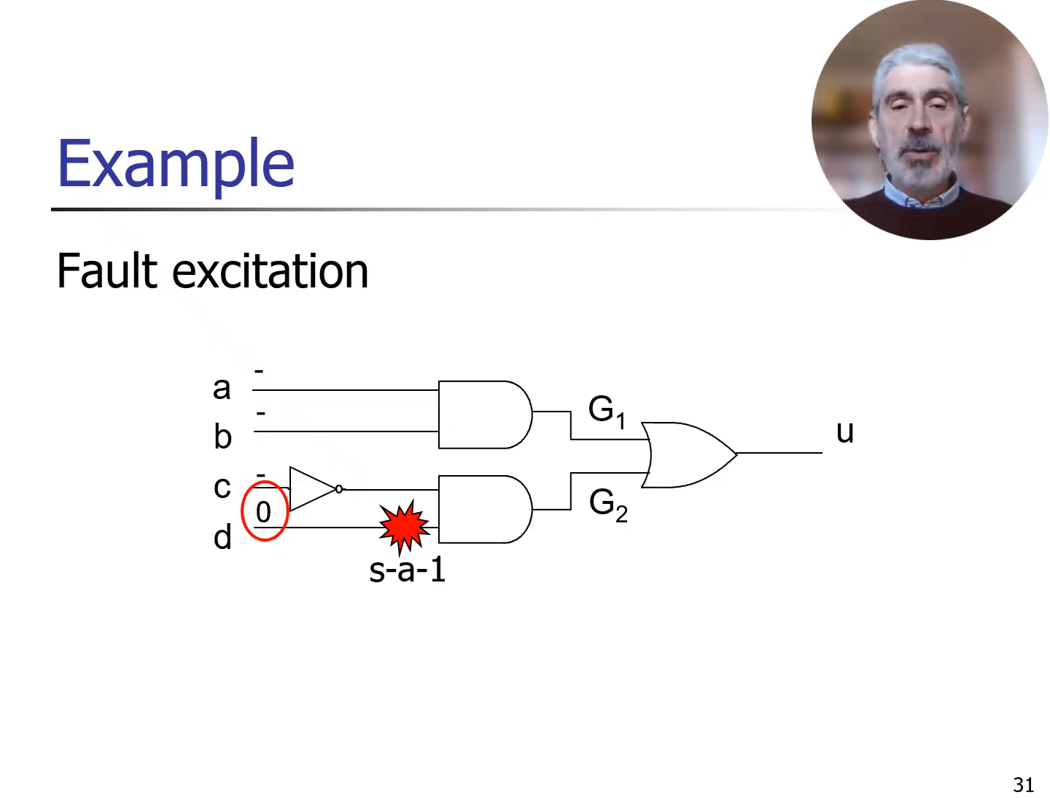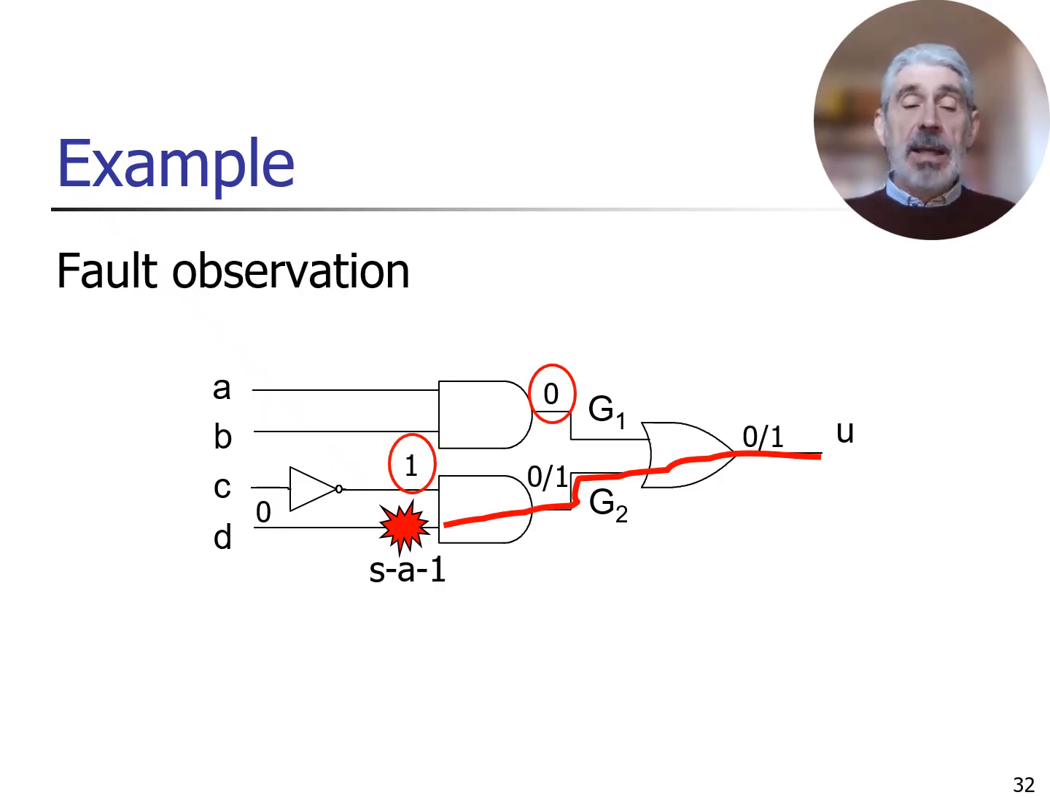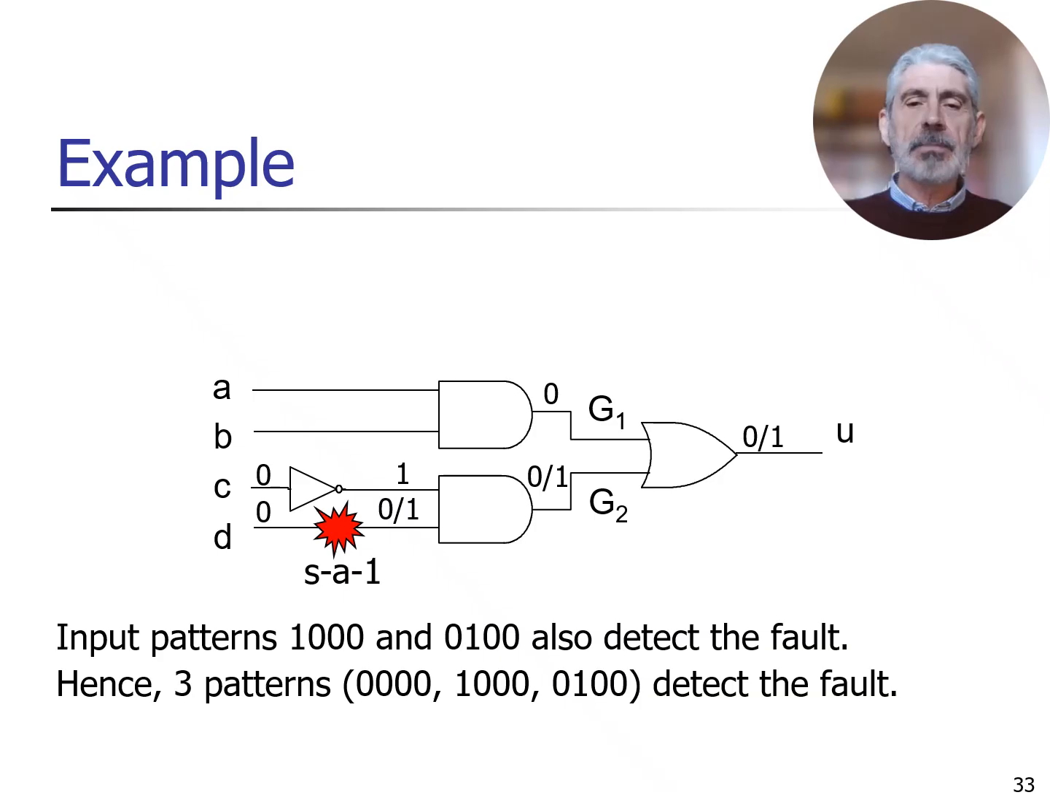Okay, so in our case, there was a single constraint for exciting the fault, D equal to 0, while in order to propagate the fault effects, I needed to force the other input of the AND to 1 and the other input of the OR to 0. And these are, if you want to call them as such, the propagating conditions for testing our fault.